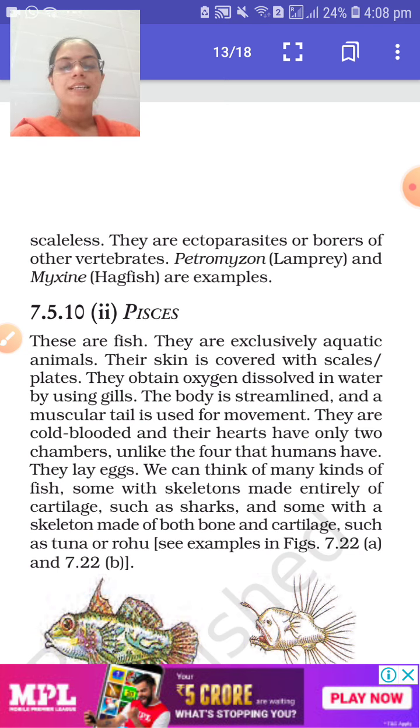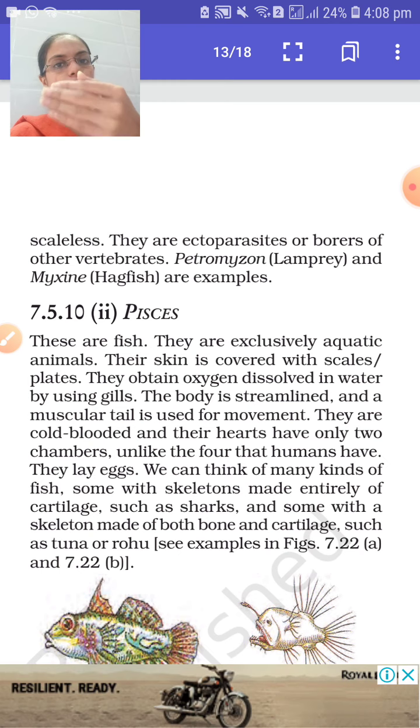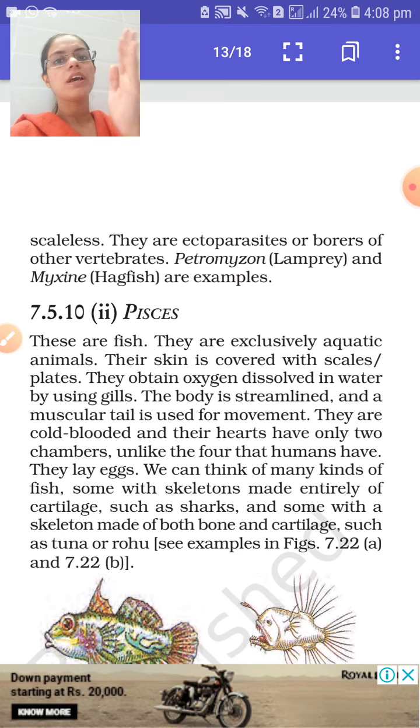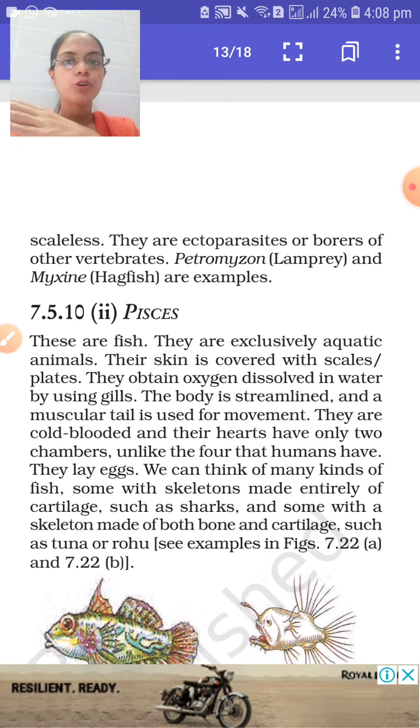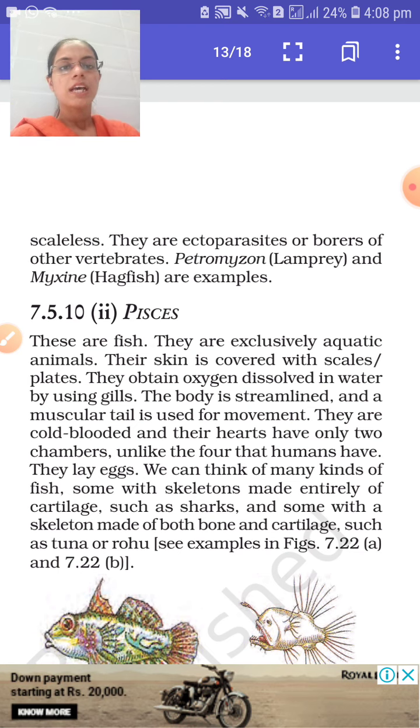They are ectoparasites. Ectoparasite means they live on another organism and depend on another organism for their food. From the outside, they don't enter the body of the host. They take their food from the outside of the host, but they are harmful to the host. They are borers of other vertebrates. Borers means they depend on another organism for their food, and they are fish-like organisms. Petromyzon, the lamprey, and Myxine, the hagfish, are the examples. There are a few examples given for the cyclostomes.